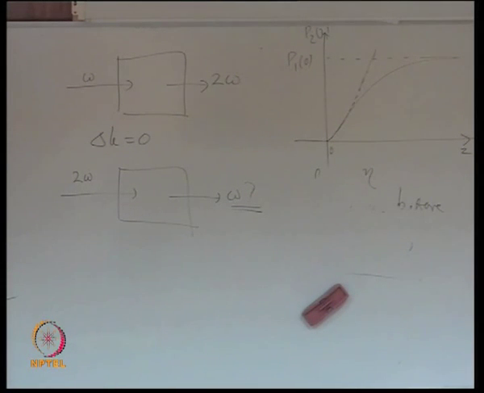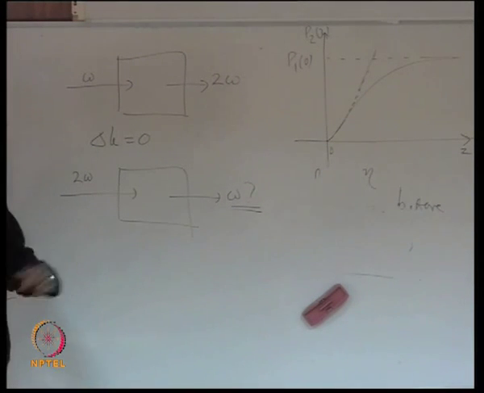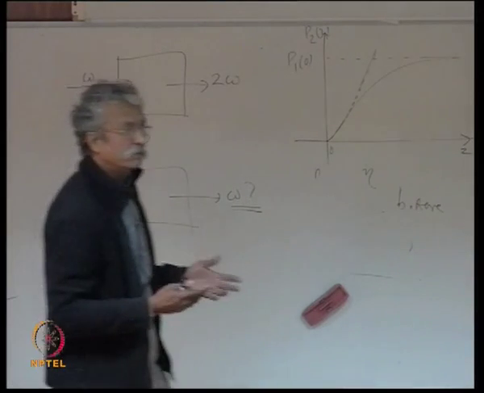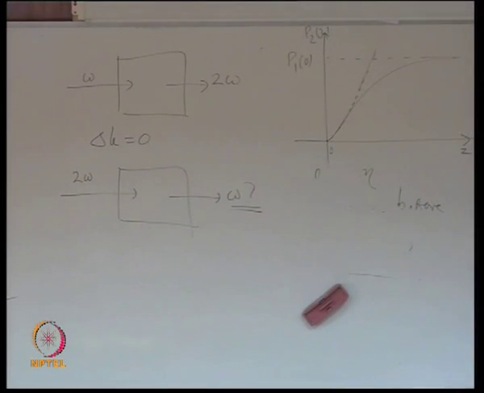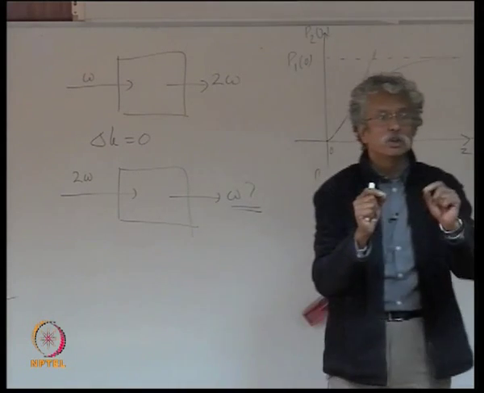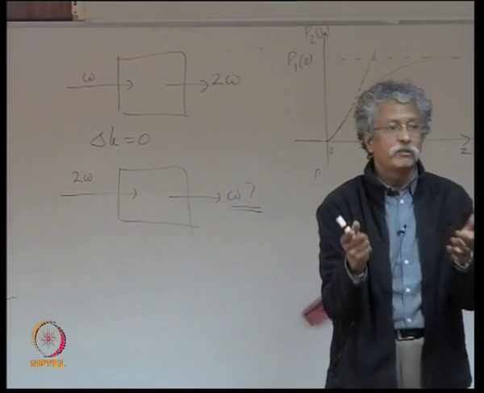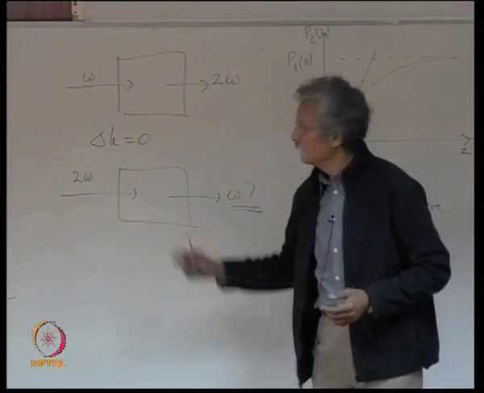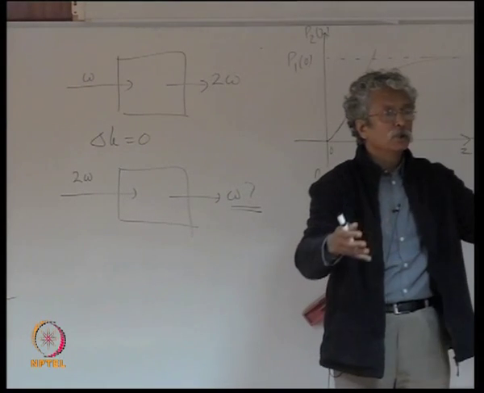Remember we have two equations, dE1 by dz and dE2 by dz. We solved the dE2 by dz equation under the no pump depletion approximation and got a certain efficiency, and we got an efficiency for complete conversion where you don't neglect the depletion. Can I reverse the problem and say I launch 2 omega and I want to generate omega? Here 2 photons at frequency omega merge to form 1 photon at frequency 2 omega. Here 1 photon at 2 omega is supposed to split into 2 photons at frequency omega.